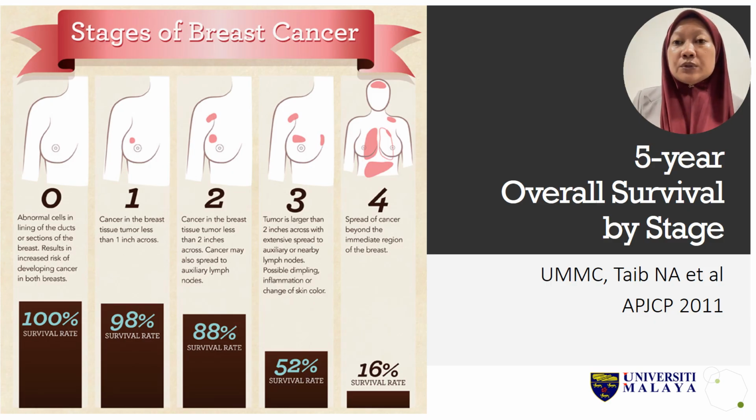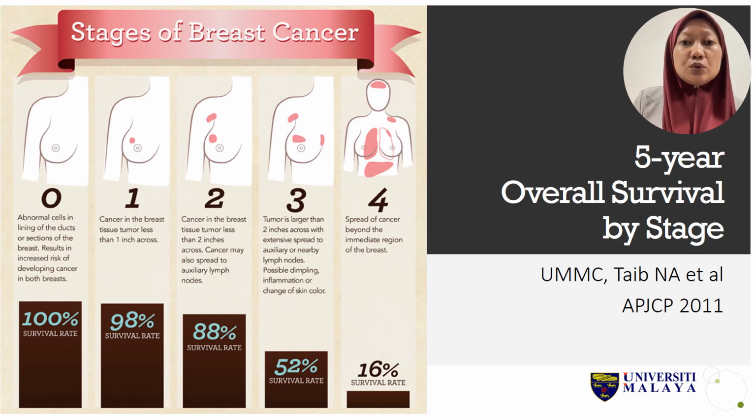According to a study conducted by Professor Nur Aisha et al., published in the Asian Pacific Journal of Cancer Prevention in 2011, there is a significant correlation between the stage of breast cancer at diagnosis and the 5-year overall survival rate among patients treated at UMMC. The findings clearly indicate that the earlier the stage at which breast cancer is diagnosed, the better the 5-year overall survival rates, as you can see on your left-hand side.